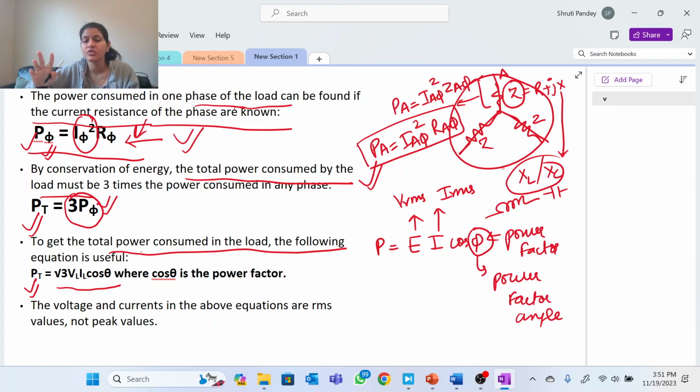Either in these two cases, this theta term will come into the picture, theta or phi. Sometimes I just take it as the same, sometimes I'll call it theta or phi, right? So just consider it as the same, do not get confused in that.